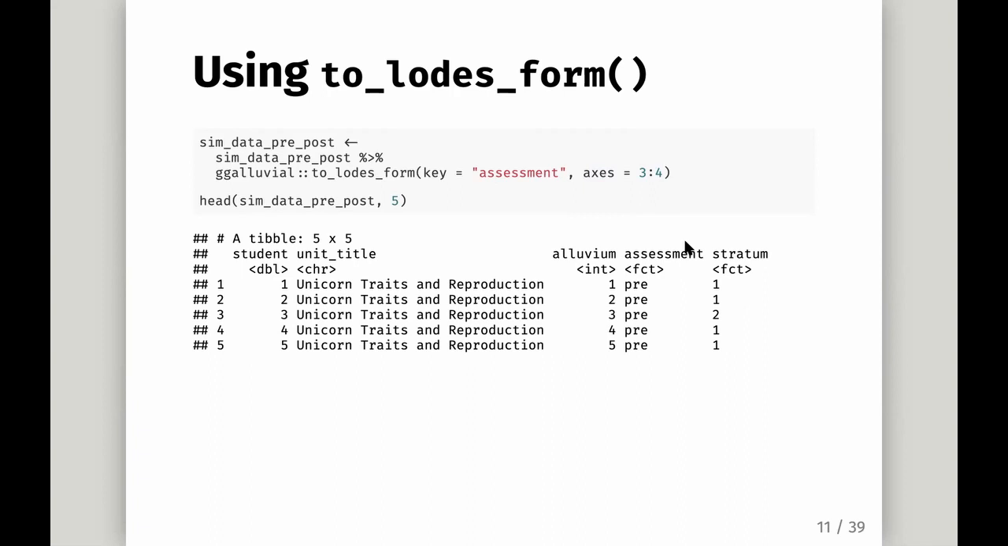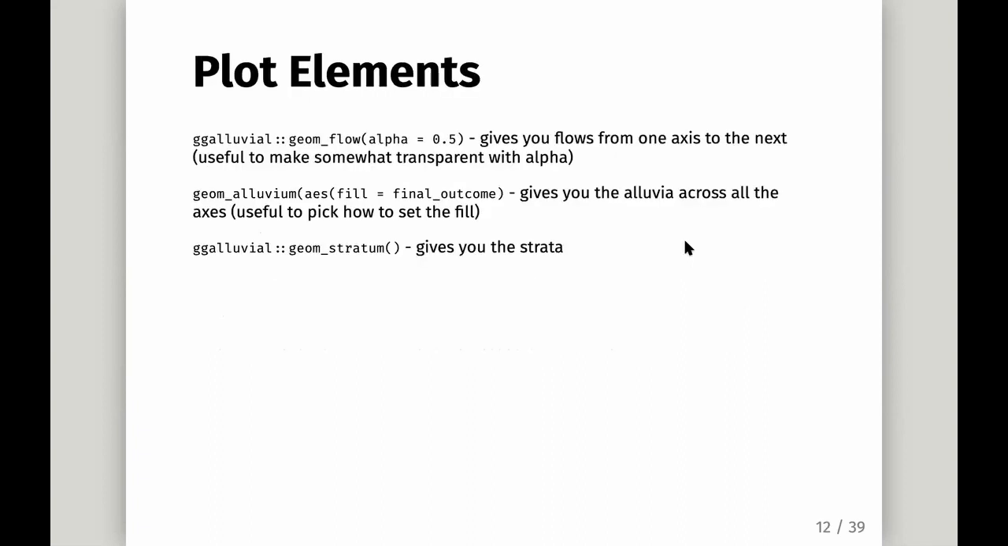So now we get to go ahead and start graphing. Before we do that, I just want to talk about the plot elements. There's two plot elements that you're going to have to choose between depending on what kind of graph you want to make. Either you're going to use geom_flow or geom_alluvium. So what is geom_flow? That's going to give you the flows from one axis to the next. It's just one axis and then the next one, whereas geom_alluvium is going to give you the alluvia across all of the axes.